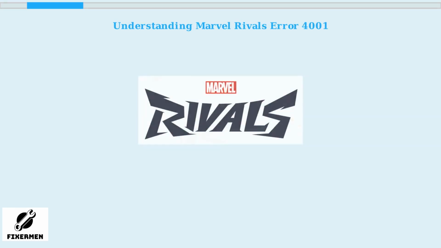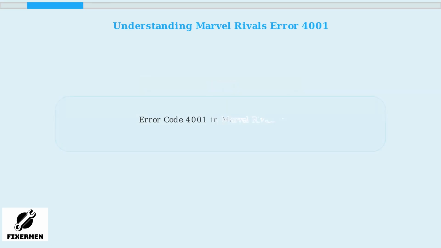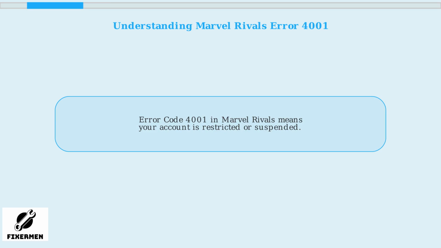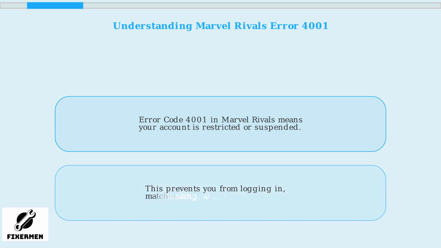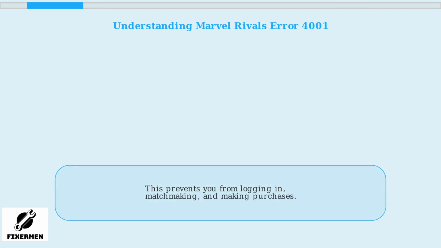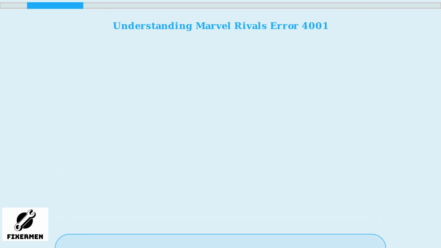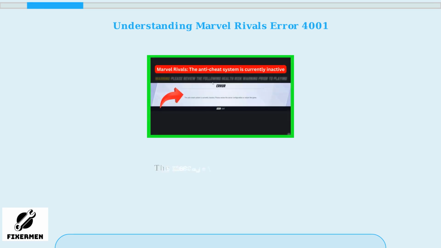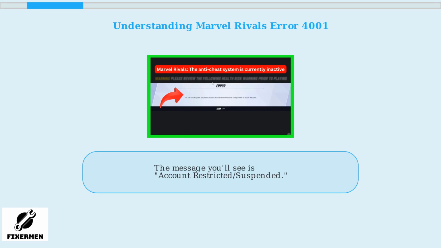Understanding Marvel Rivals Error 4001. Error code 4001 in Marvel Rivals means your account is restricted or suspended. This prevents you from logging in, matchmaking, and making purchases. It's a security measure triggered by the game's anti-cheat system to maintain fair play. The message you'll see is "account restricted suspended."